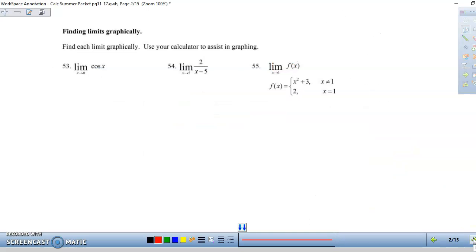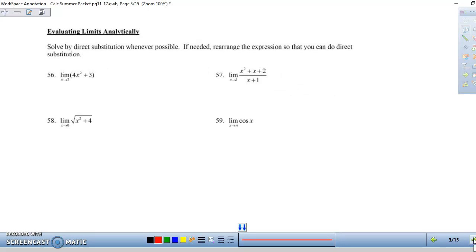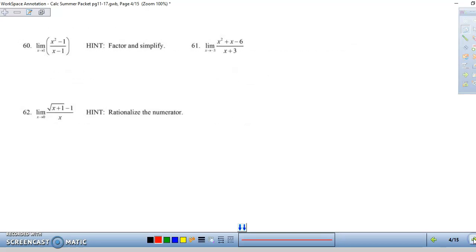Okay, so here, again, you're going to do it graphically. So you're going to put those in your calculator and look for the limit at those particular values. Direct substitution, so you'll need to cancel if you have to. The only one that's super hard is this one, rationalize the numerator. And we can go through that some other time.